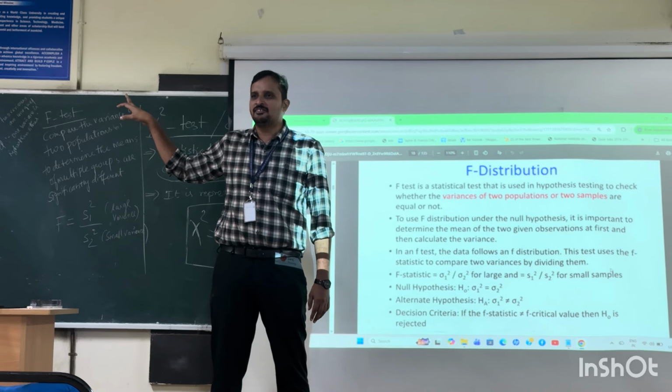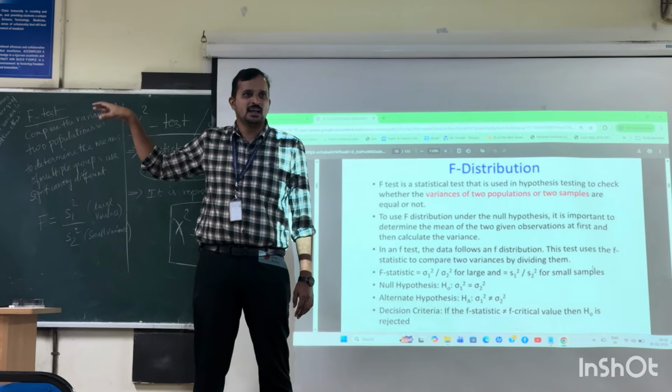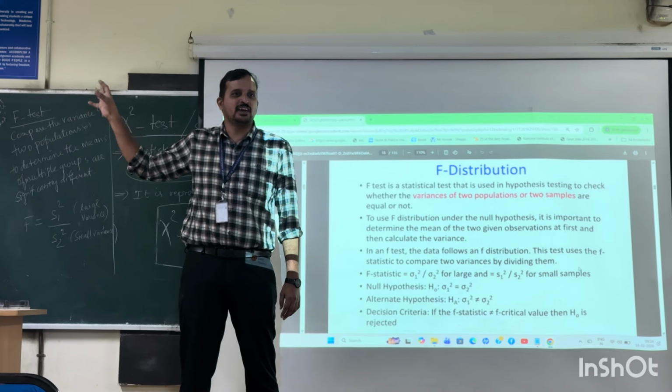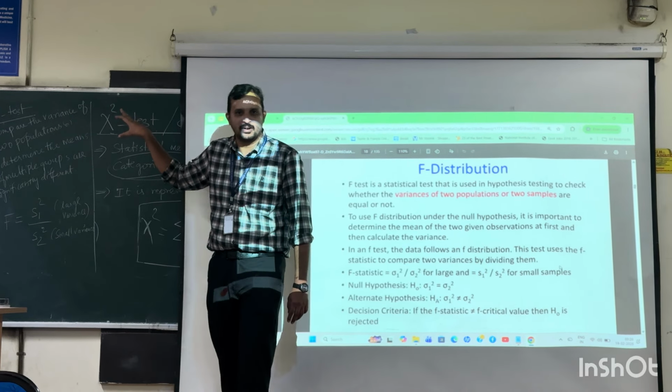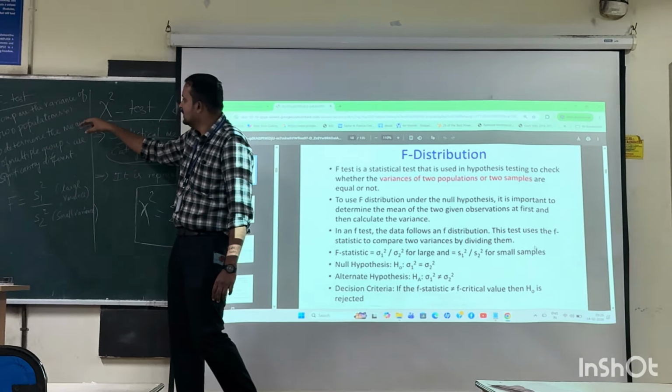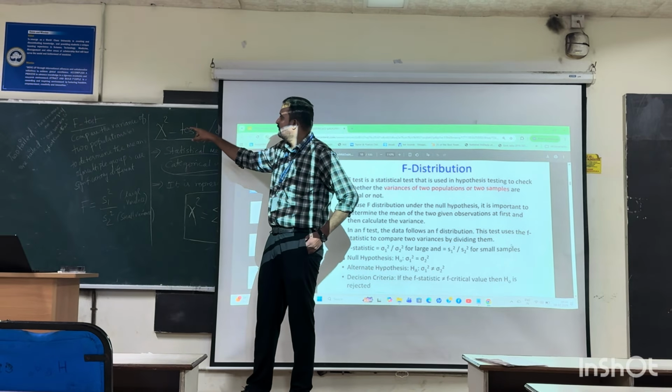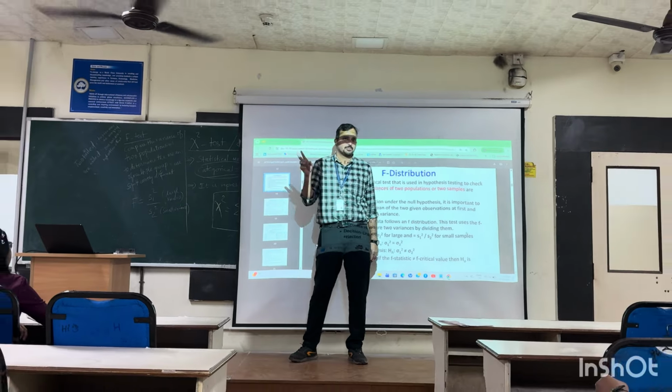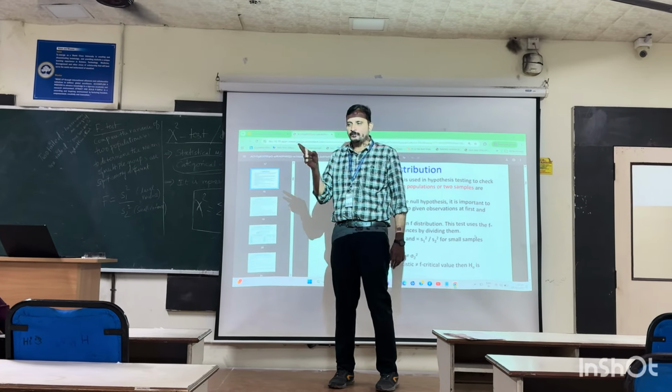This is a kind of ANOVA. What do you mean by ANOVA? Analysis of variance. This is a kind of ANOVA test. So what is the exact definition for this F test? You are going to compare the variance of two populations.